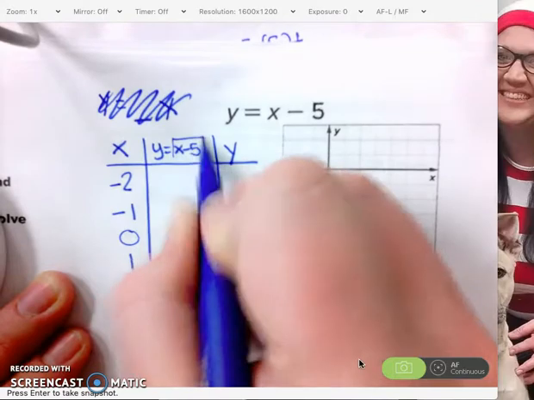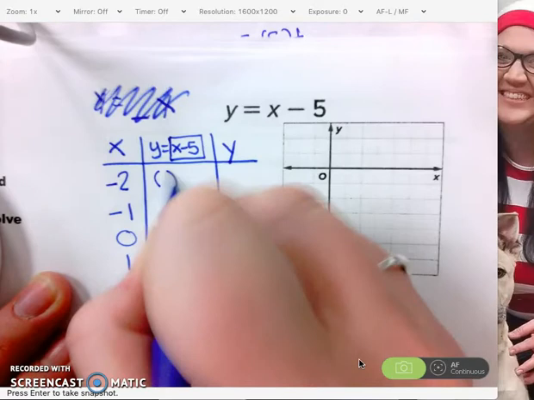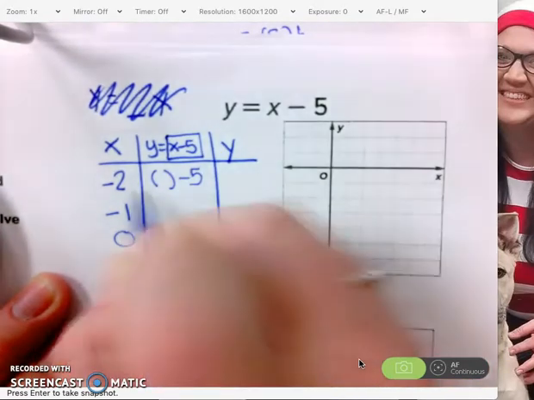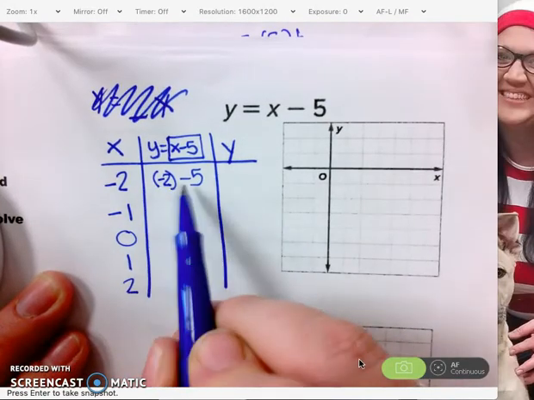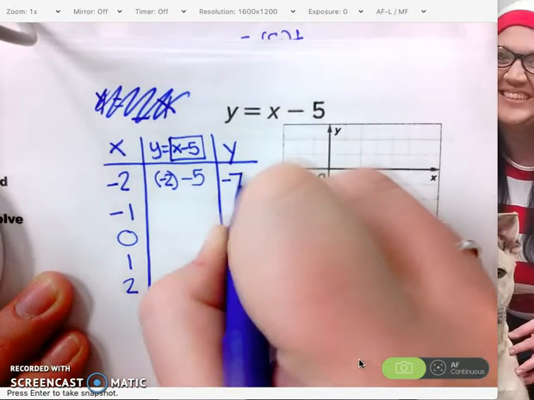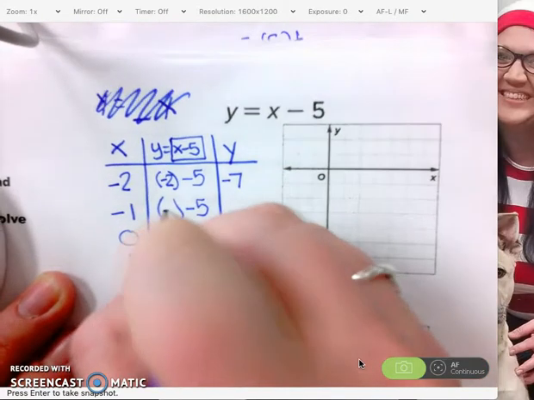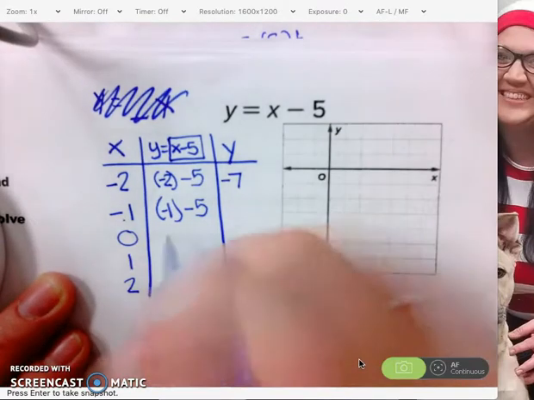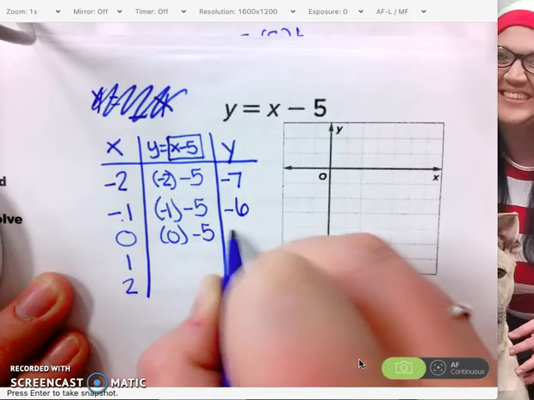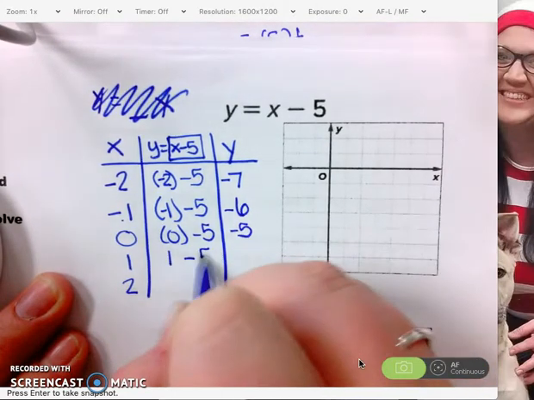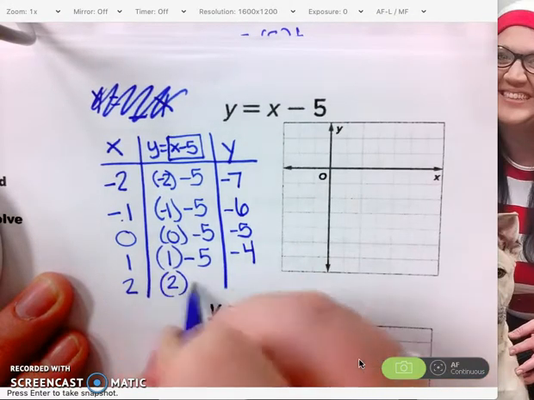So you're going to take your equation, x minus 5. Instead of the x, I'm going to write parentheses, and in my parentheses, I'm going to put -2. So -2 minus 5 gets me a -7. Then x minus 5, and instead of x, I'm going to replace it with what I want x to be. So -1 gives -6, then 0, 1, and 2.